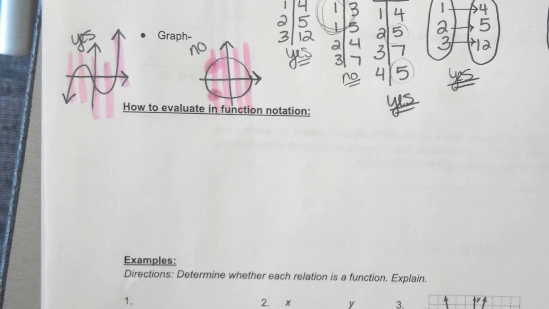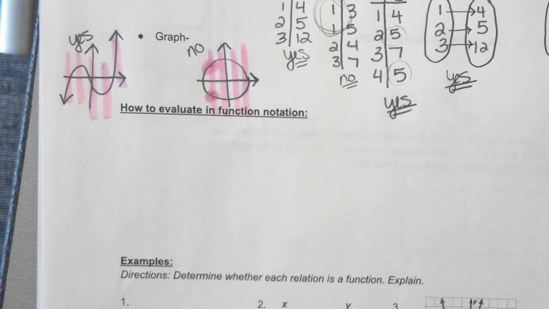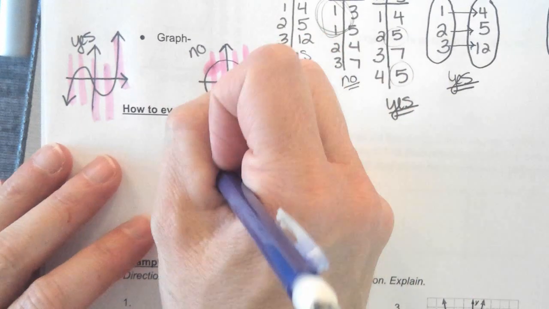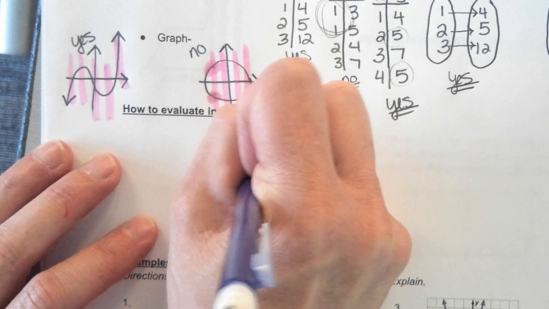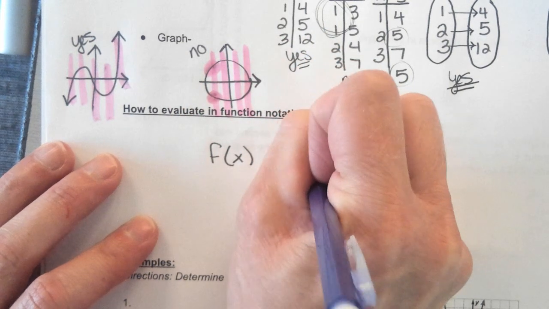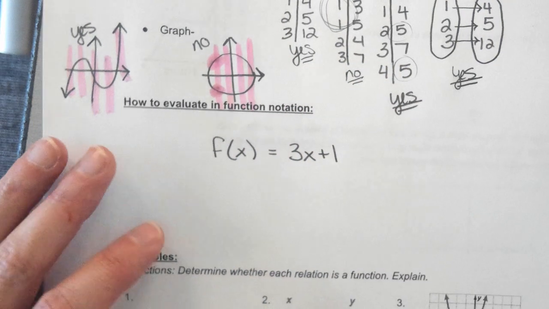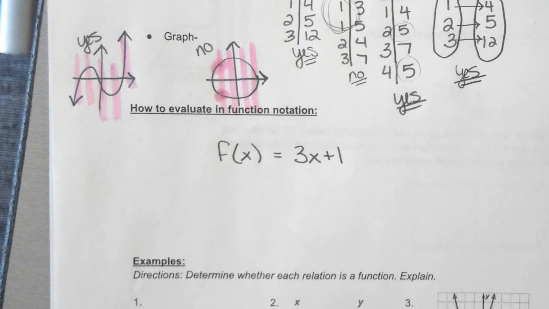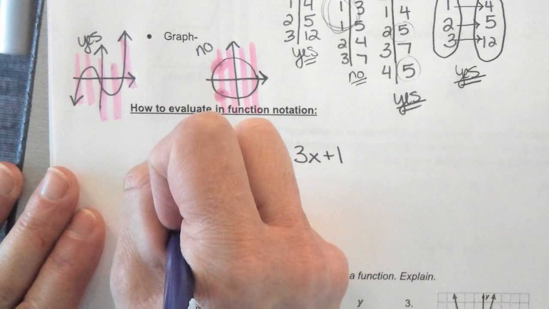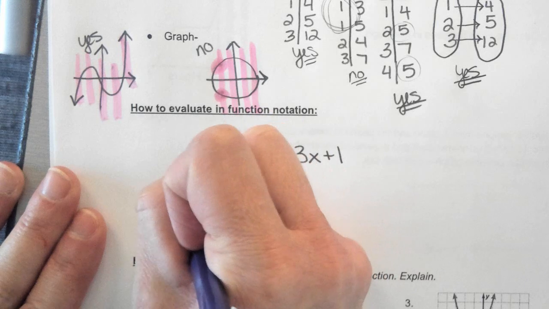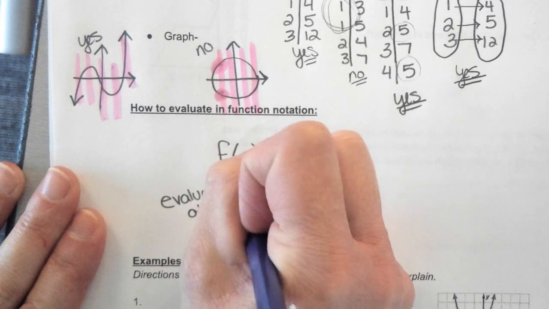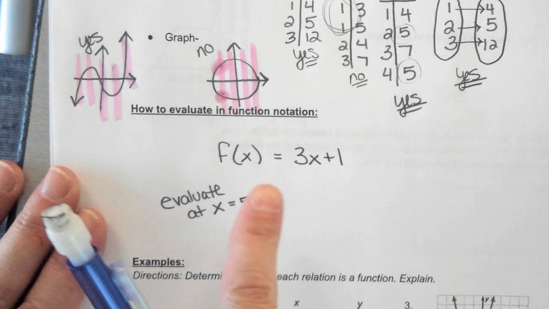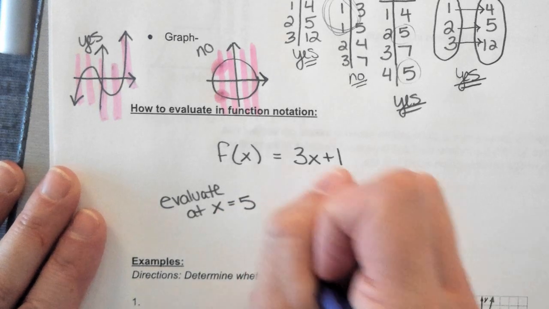Evaluating is the last thing I want to talk about before we get into some examples. Evaluating is what it sounds like as well. It's when you're finding the value of something. So let's say you have something in function notation and it's f of x equals 3x plus 1. Let's pretend that's our function. And let's say I want you to evaluate at x equals 5. All that means is that I'm going to take a 5 and plug it in.